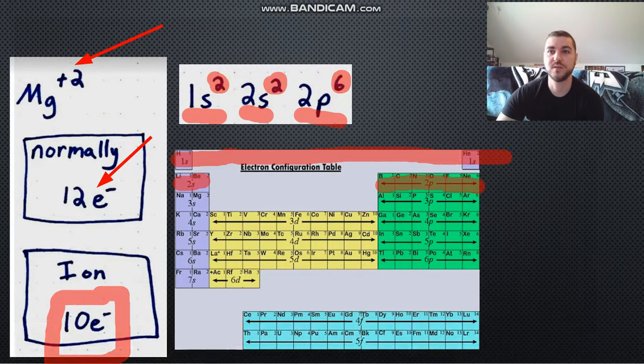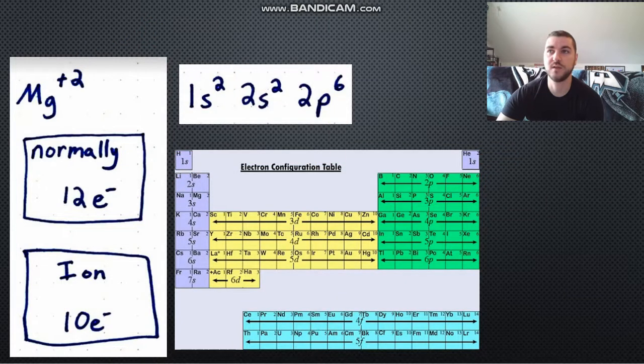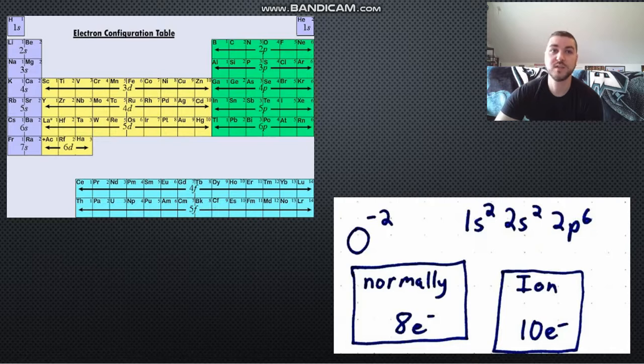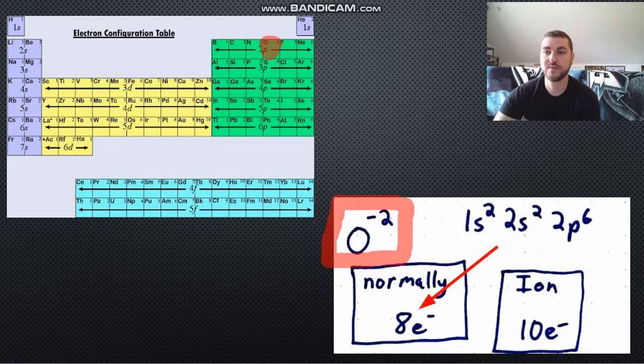So let me clear this off here and let's look at one more example. We saw a positively charged ion, also known as a cation, but let's look at a negatively charged ion, also known as an anion. In this case, we've got O-2, or the oxide ion. Now, oxygen normally would have 8 electrons. So a normal atom of oxygen has 8, but this is an ion.